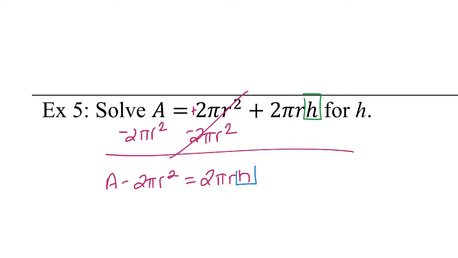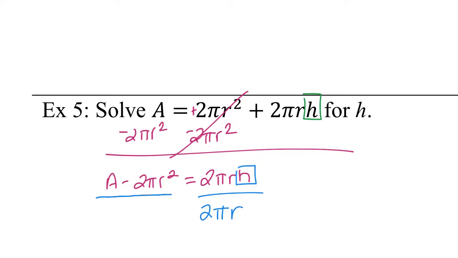So now we want h alone. So we're going to have to divide because all four of these are being multiplied together. 2 pi r and h are all multiplied. So to undo that, we're going to have to divide by the 2, the pi, and the r. Don't divide by h because h is what we want isolated. That's what we want to keep. Divide by what you want to get rid of.